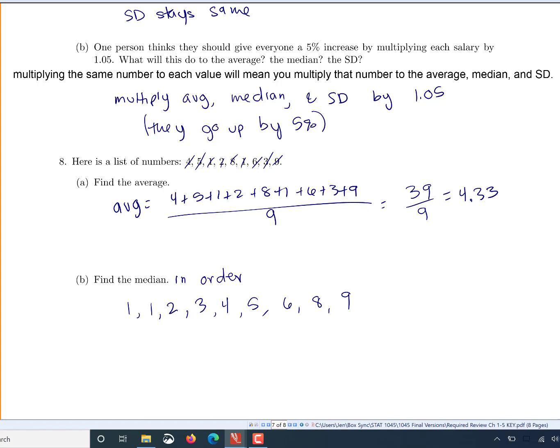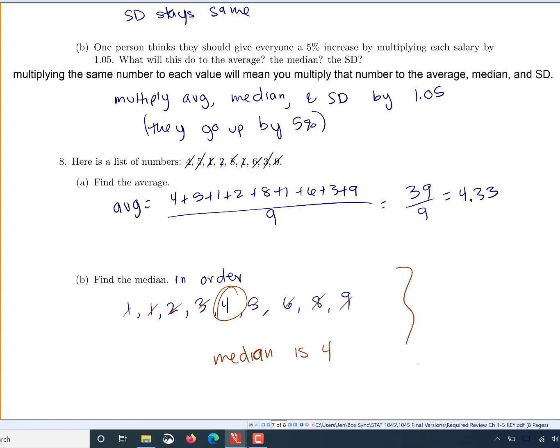Okay, now you need to figure out where the middle is. To find the middle, I usually just start crossing them off from the top and bottom. So bottom, top, bottom, top, bottom, top, bottom, top. And it looks like I ended up with a 4 right in the middle. So my median is 4.